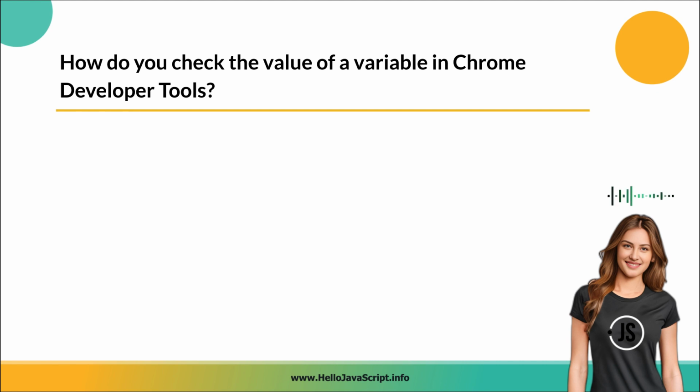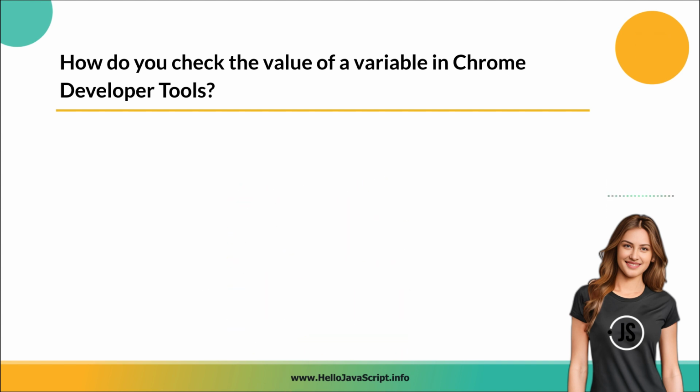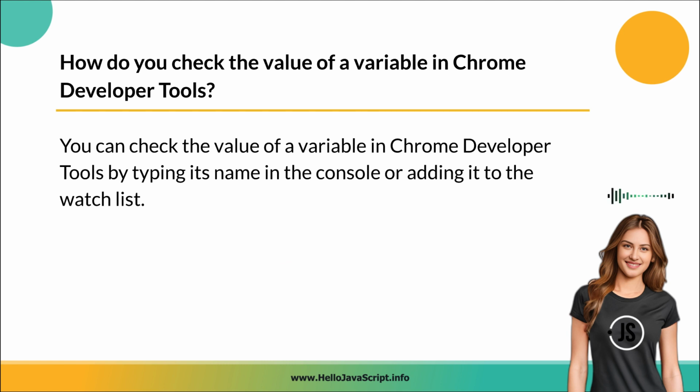How do you check the value of a variable in Chrome Developer Tools? This is the correct way to answer this question. You can check the value of a variable in Chrome Developer Tools by typing its name in the console or adding it to the watch list.